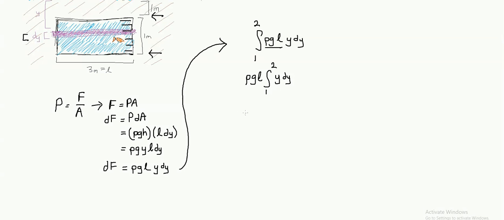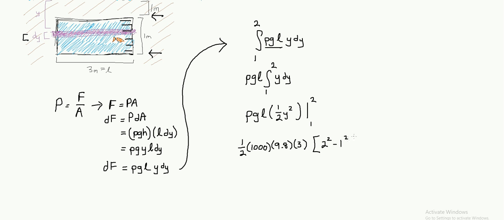And finally, we perform the integral. We get rho g L times 1/2 y squared, evaluated from y equals 1 to y equals 2. At the end of the day, that's 1/2 times 1,000 for the density of water, times 9.8, times 3, which is the length of the tank, times 2 squared minus 1 squared, which should come out to about 44,000 newtons on my entire pane of glass.